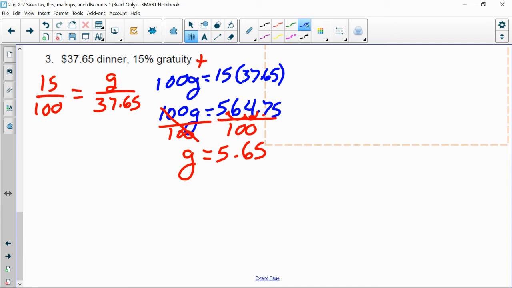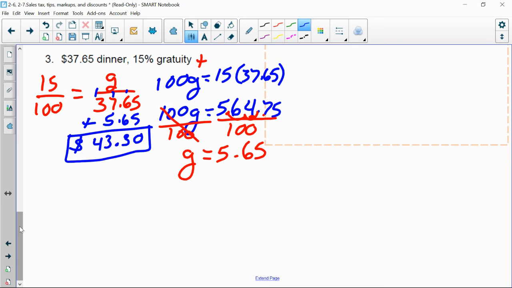So what is my total bill? I'm going to add it to my original. 10, 13, 12, 13. Oh, got my decimal. And 4. So your total amount spent for your dinner with tip is $43.30.